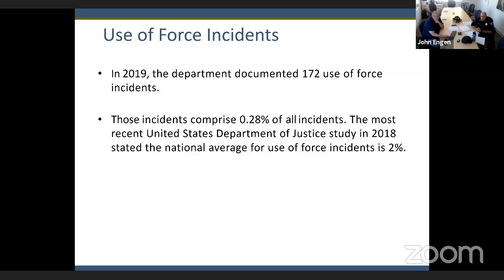So if you take that number, you can see that that represents 0.28%. It's less than a third of a percent of all of the incidents involving the Missoula Police Department that resulted in us documenting a use of force. The national average based on a 2018 United States Department of Justice study is 2% of law enforcement contacts nationwide result in some use of force or threatened use of force with the displaying of a taser or a firearm. So we are well below the national average when it comes to our use of force.